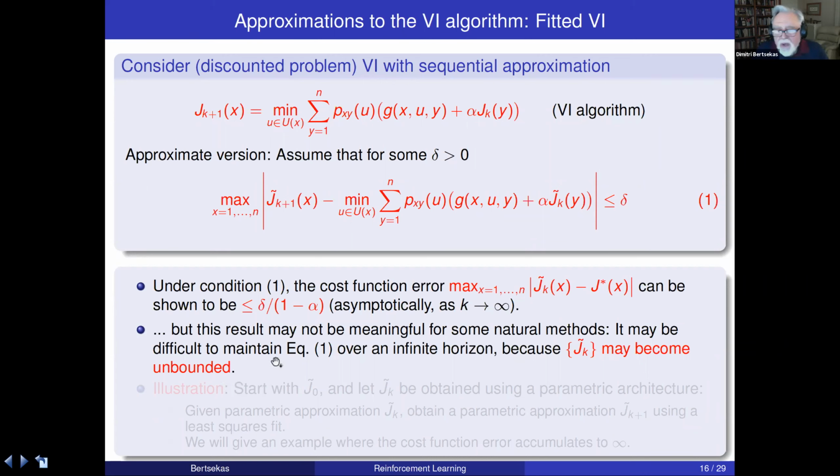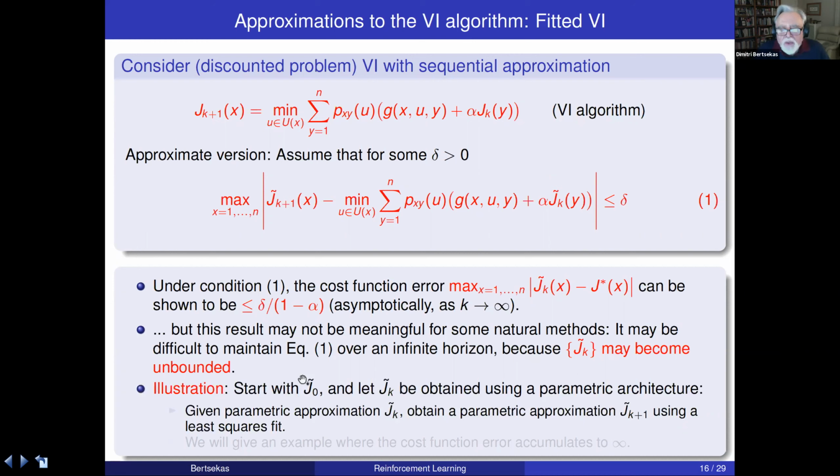So let's give a simple illustration of that, one of the classical examples of reinforcement learning and approximate dynamic programming. We start with some J tilde 0, and we let J tilde k be generated by using some parametric architecture. We'll give an example of that. Given the parametric architecture, we obtain a parametric approximation, J tilde k, using a least squares fit, the natural thing that you would do. And we'll show how the cost function error can accumulate to infinity.